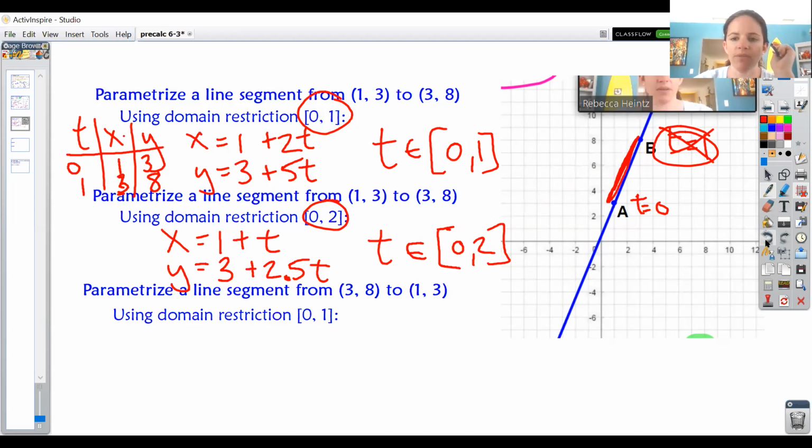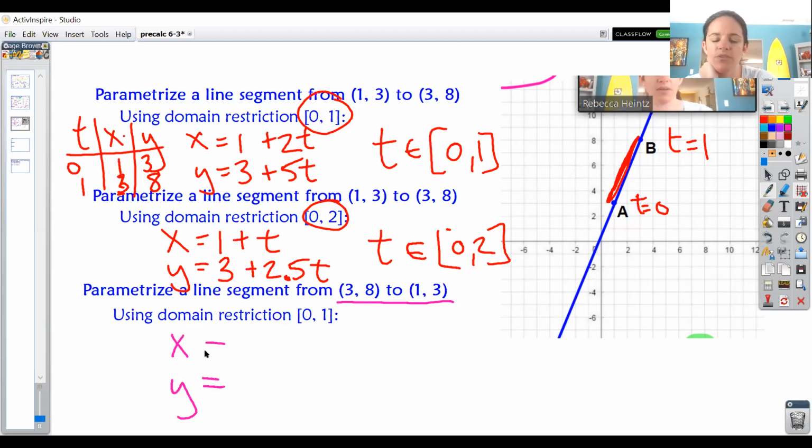Last but not least, what if I wanted to parameterize the line segment, but notice that I've changed the order around, that now I want to go from 3,8 to 1,3. So that means at time equals 0, I want to be at the point 3,8 because it says I'm starting at 3,8. So all of a sudden, this gets switched around a little bit, right? Because now I'm starting at the fixed point 3,8. And then how would I get from 3,8 to 1,3? Well, I'd have to subtract 2 in the x component, and I would have to subtract 5 in the y component.